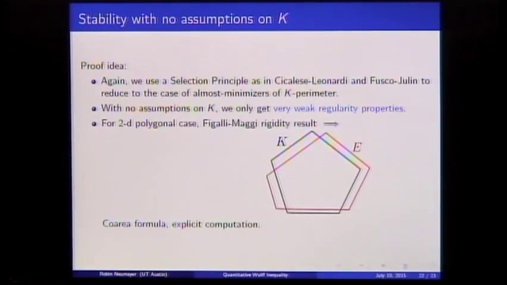But in the case of the 2D polygon, there's a result by Figalli and Maggi that says that if you're an almost minimizer of this anisotropic perimeter, then your set E is also a convex polygon whose sides align with those of K. And so from this point, we've reduced to this. It becomes an explicit computation using the area formula.